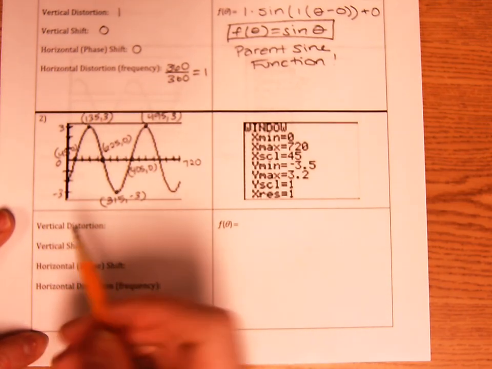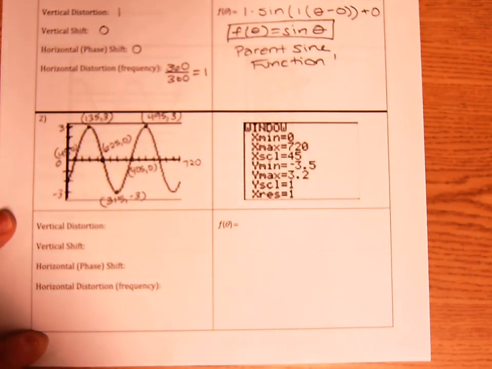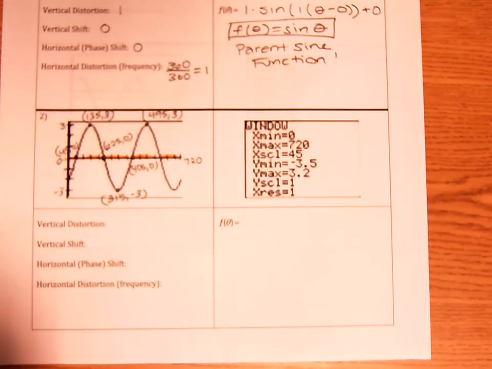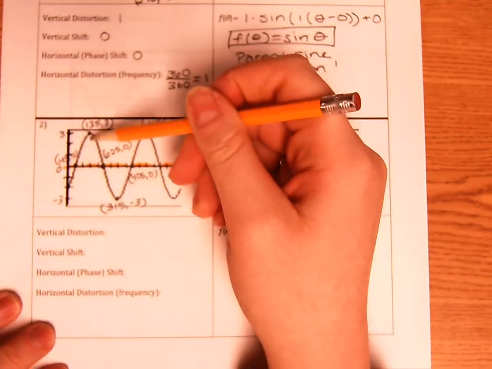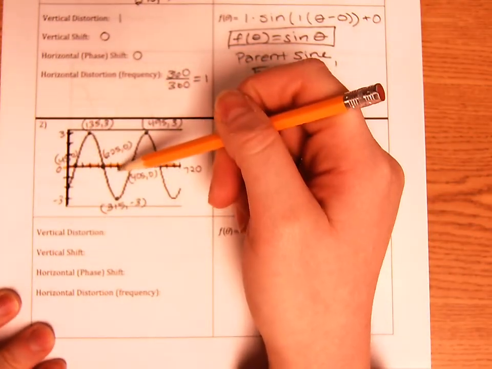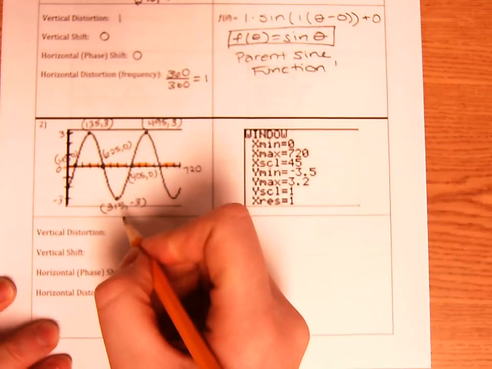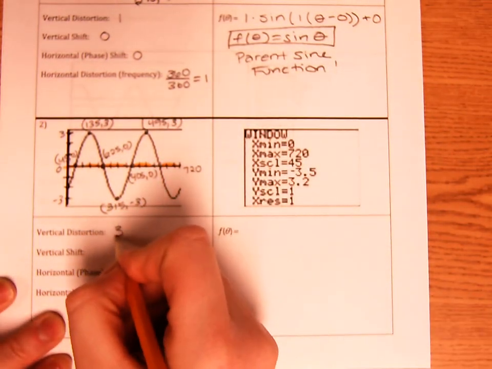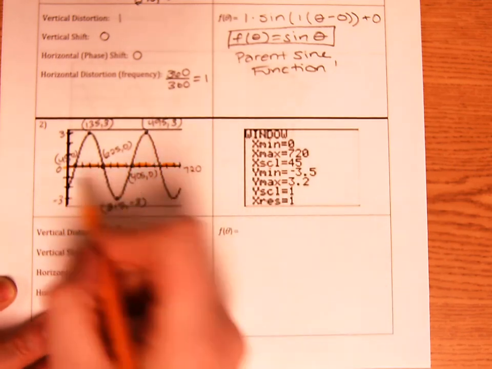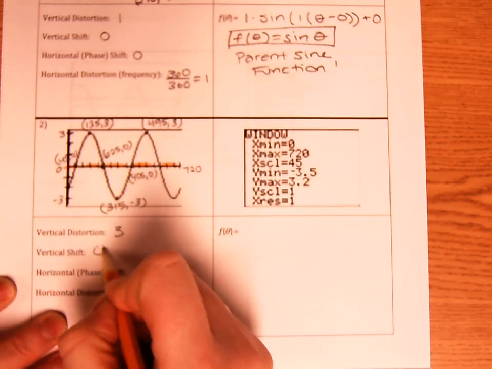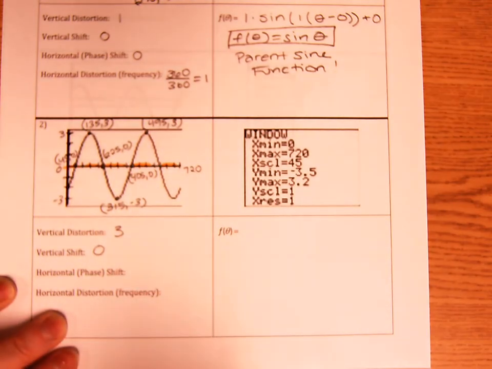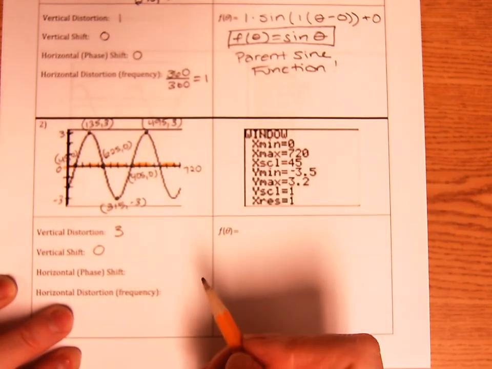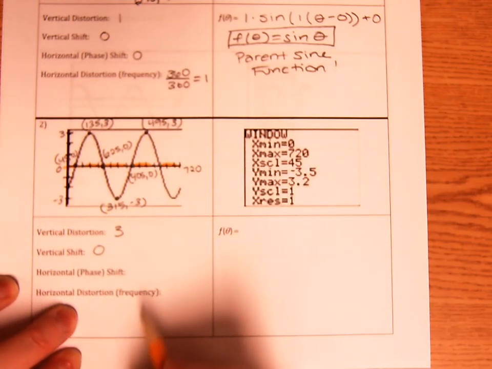So our vertical distortion, if we look from our center line, which again we know is just at y equals 0, the distance from our center line up to that maximum point, or from the center line down to the minimum point, is a distance of 3. So our vertical distortion in this case is going to be 3. Our vertical shift, again, since our center line is right at y equals 0, is going to be 0. There's no vertical shift. Now our phase shift depends on what we decide to model as our sine function. So I'm going to skip that one for a second. We'll get back to it.